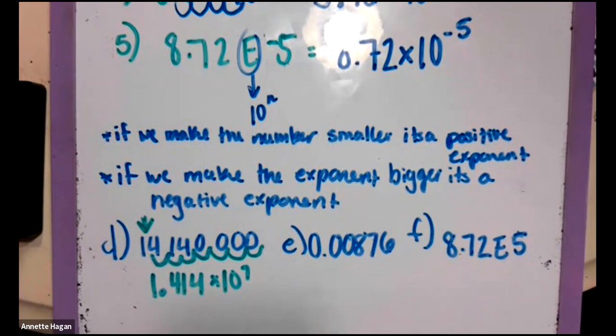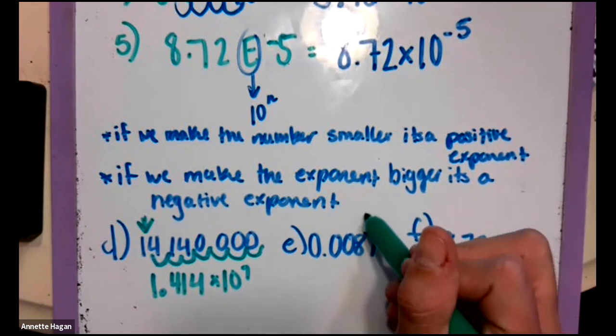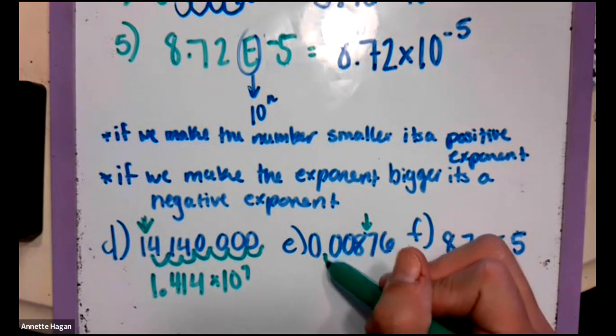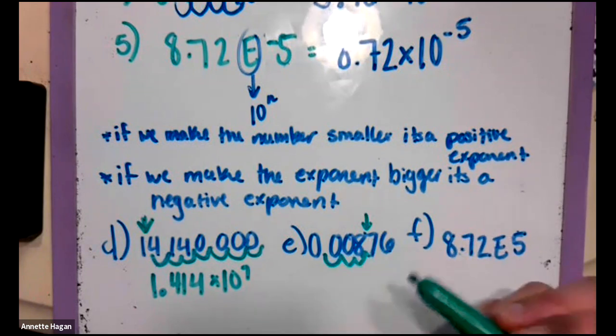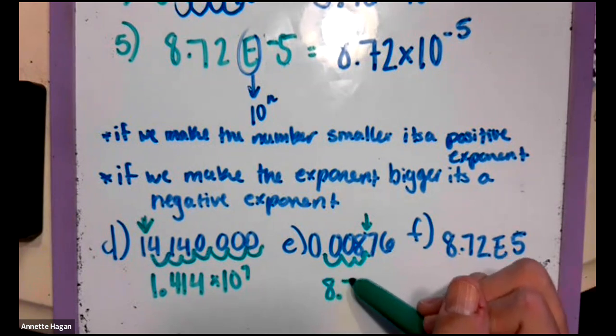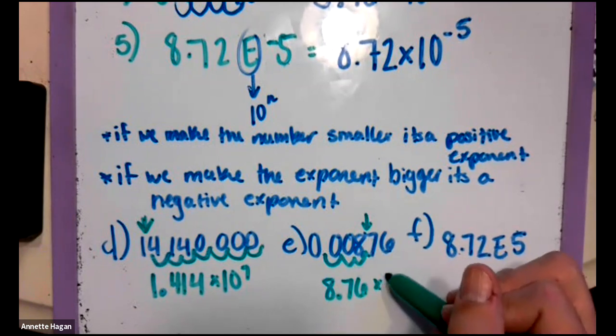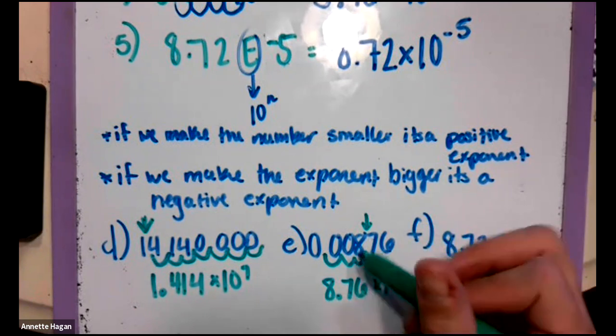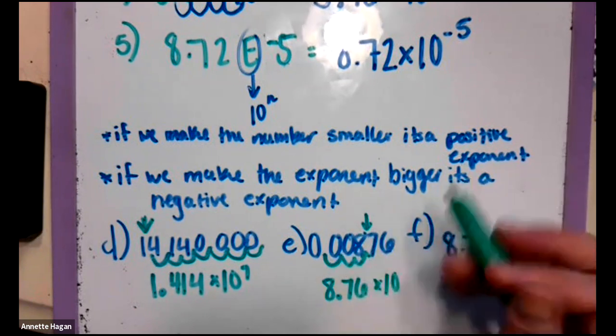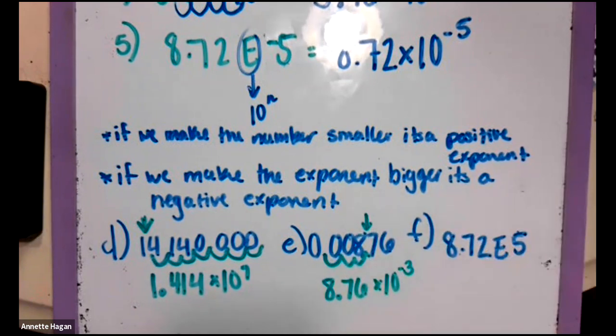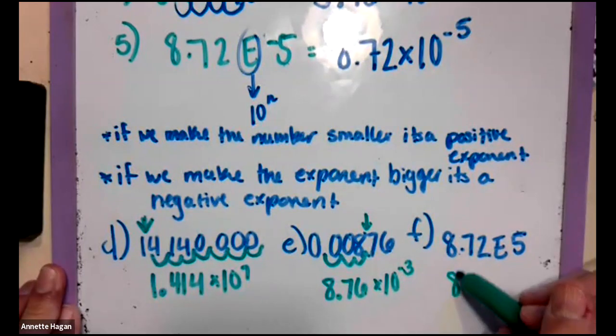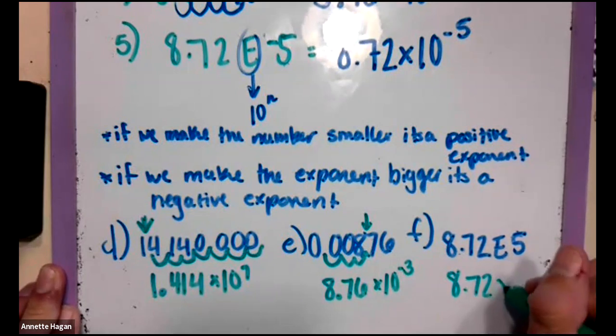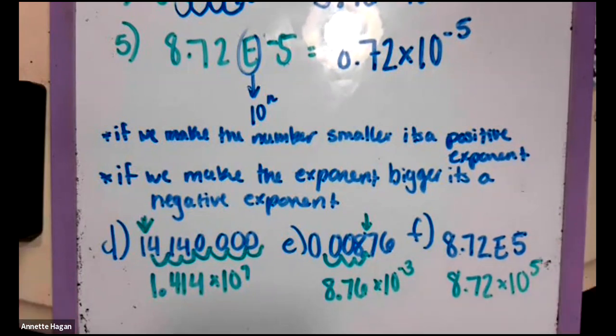This number, what we're going to do is move the decimal behind the 8. So I'm going backwards 1, 2, 3 times. So I have 8.76 times 10 to the what? I went back 1, 2, 3, so the negative 3rd power. And the last one's the easiest one. It's just going to be 8.72, and this time times 10 to the positive 5th power. Okay, so this is how we go from standard form to scientific notation.